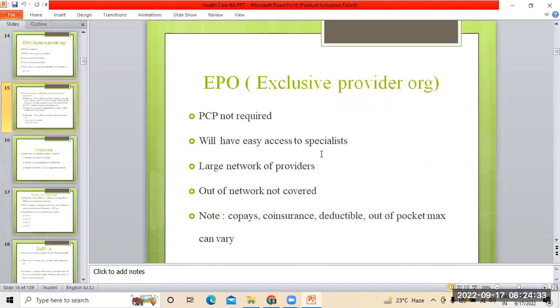So these are the basic things which, being a business analyst, we must know, right? These are the terminologies. What are the services? All these things must be known to us well in advance.